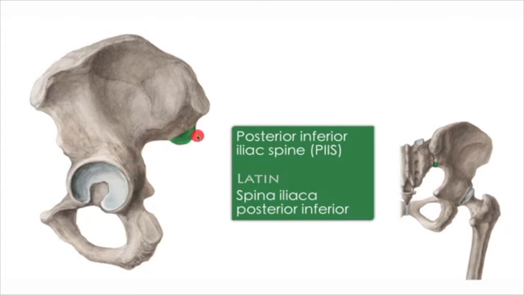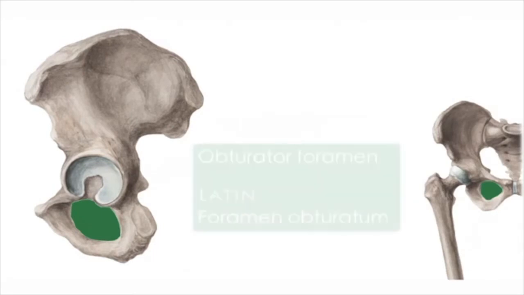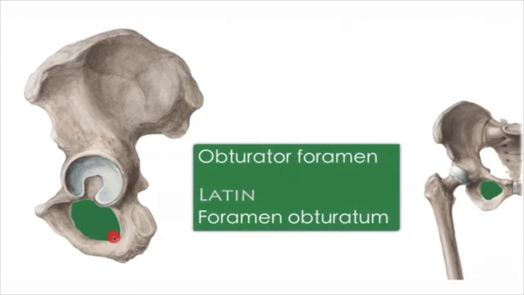Now just below this spine you find the obturator foramen, this large opening that you find here between the pubis and the ischium. This is really important to mention, especially in this tutorial, because this is where a lot of important nerves and blood vessels will pass through. So this is a very important foramen in your body.